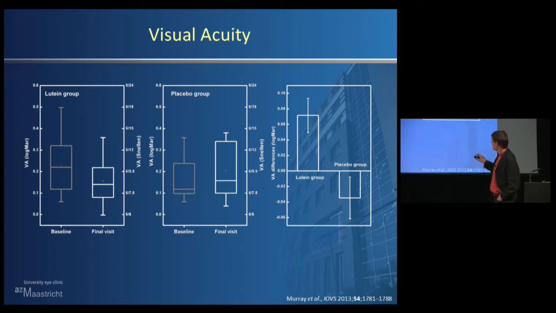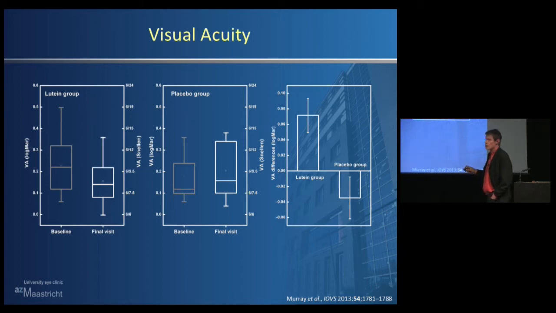This is visual acuity in logMAR, so a decrease means an improvement. Here it's maybe better to look: you see in the lutein group an improvement in visual acuity, and in the placebo group a decrease in visual acuity. The difference is significant. So you would rather have lutein to have a small but significant improvement.